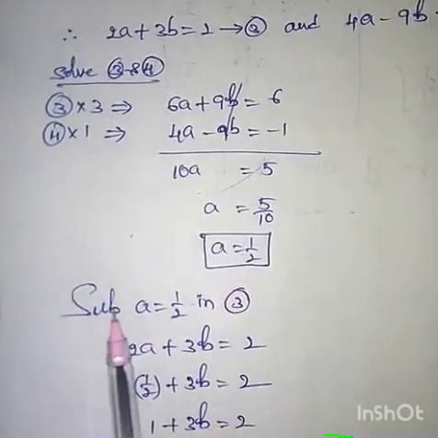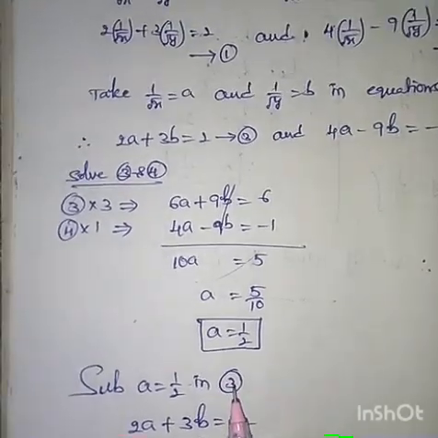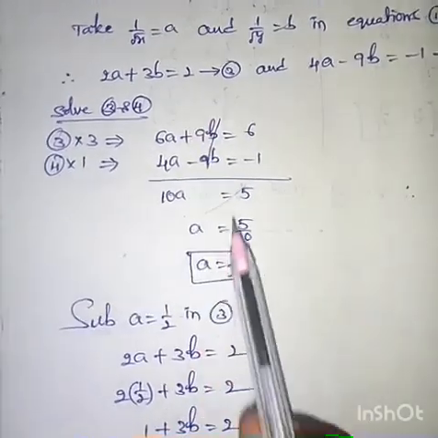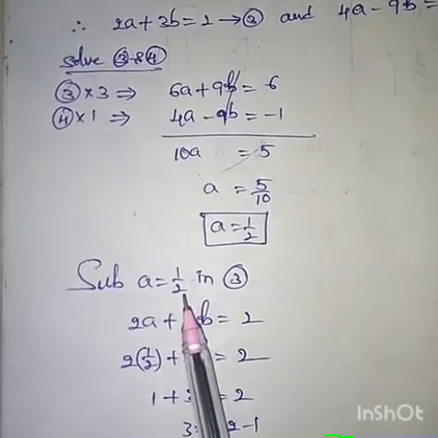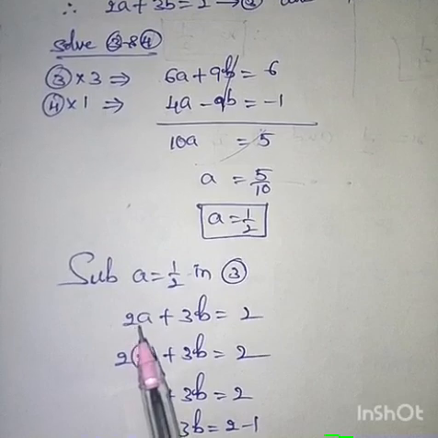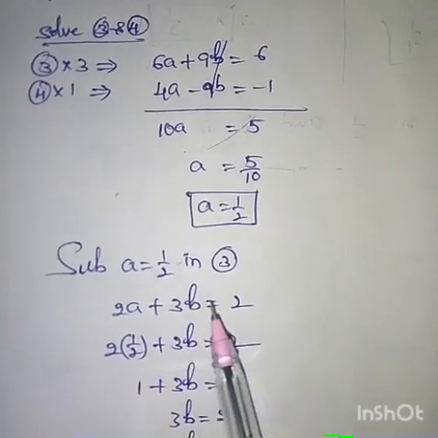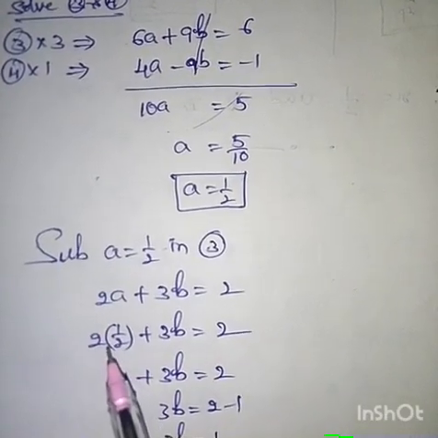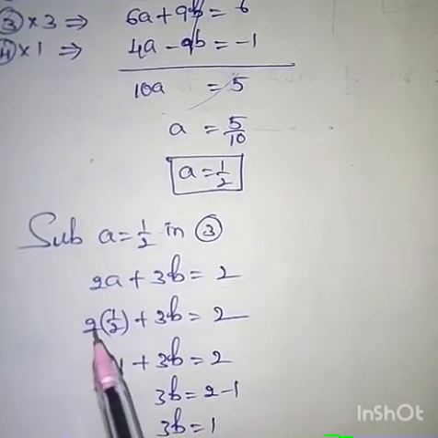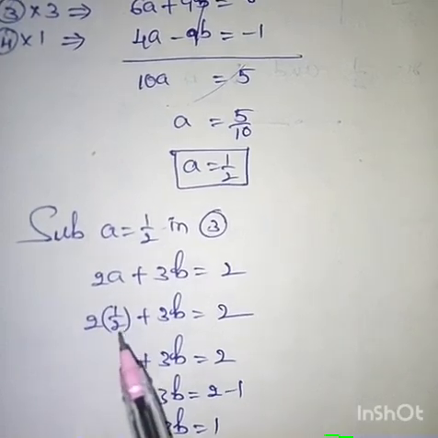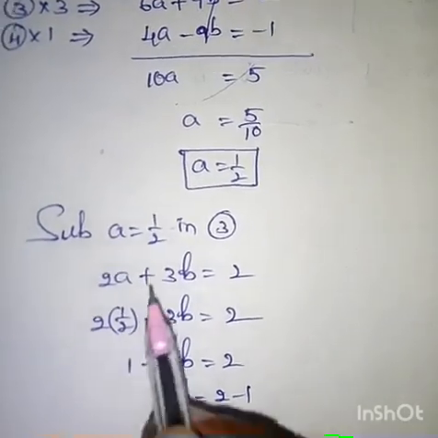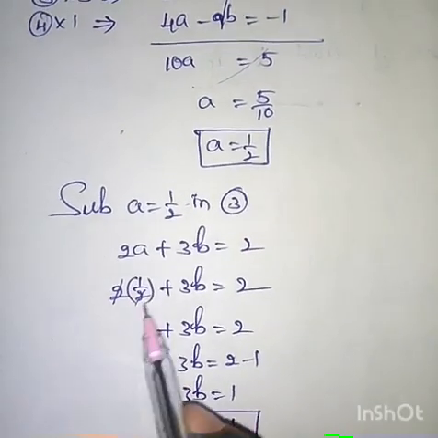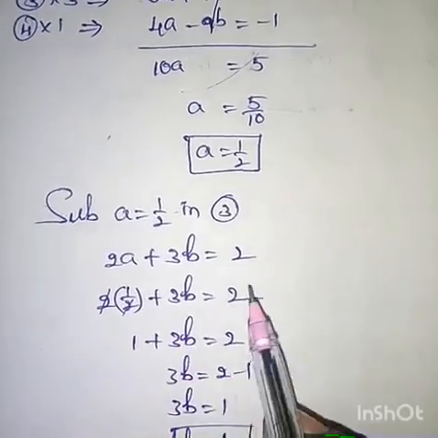Now substitute a equal to 1 by 2 value in the equation 3. So what is the equation 3 here? 2a plus 3b equal to 2. And if we substitute a equal to 1 by 2 in the place of a, we get 2 into 1 by 2 plus 3 into b is equal to 2. And here 2 get cancelled because this 2 is in the numerator and this 2 is in the denominator. So that's why these two values get cancelled. So that is 2 cancel, and the remaining value is 1 plus 3b equal to 2.